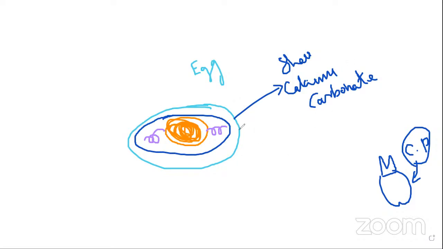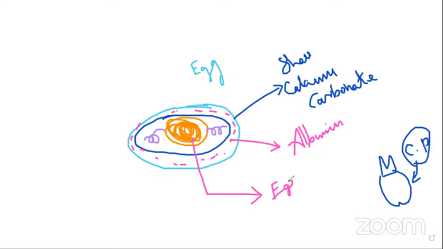Inside, there is a small molecule. So this part, what is that? The simple protein molecule, colorless, is called albumin. Otherwise called simple protein, albumin. This is the center. There is another part called egg yolk.